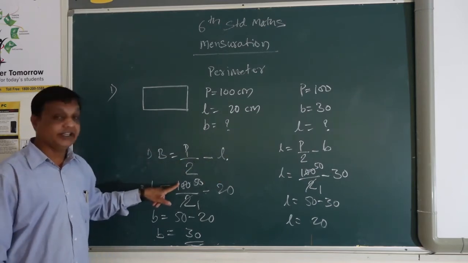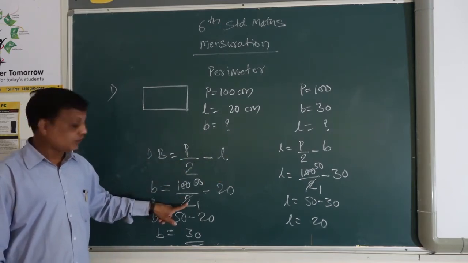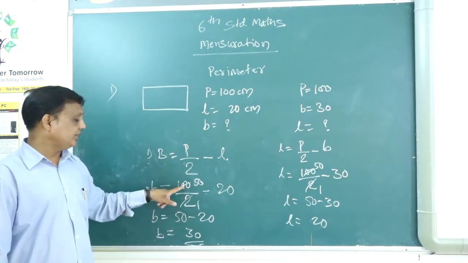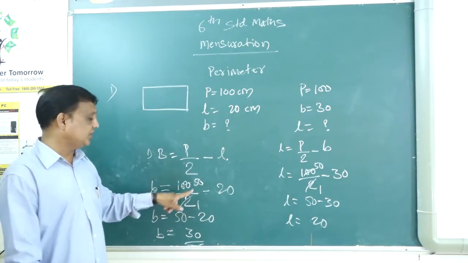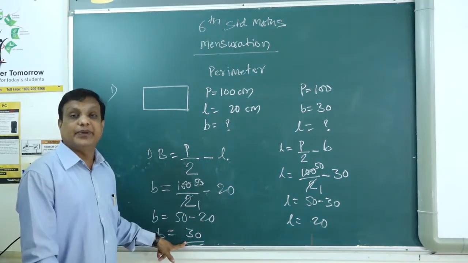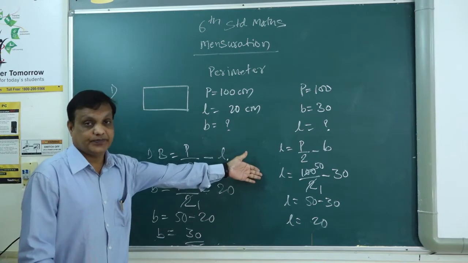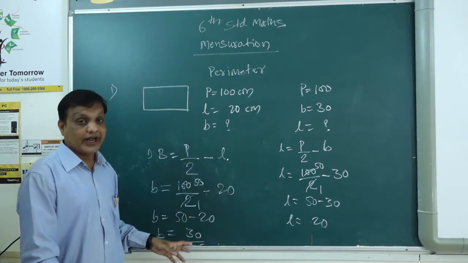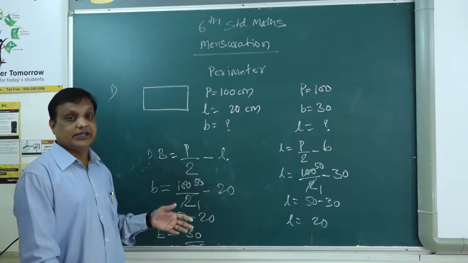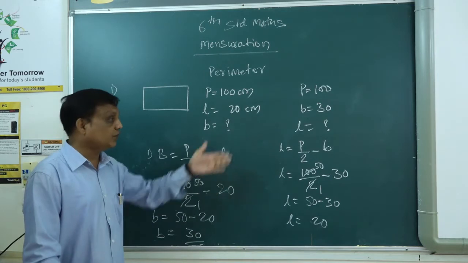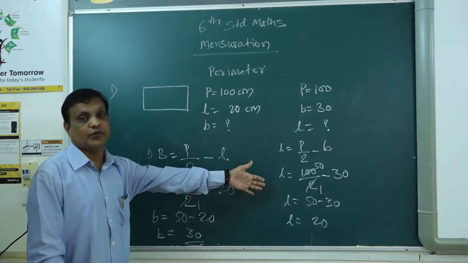The perimeter, write it here, and breadth equal to 100 divided by 2, minus 20. Divide 100 by 2, that is equal to 50. 50 minus 20, so 30. We got the breadth. Here length is given. Understand? Got the idea? How to find the breadth or length when it is not given and perimeter is given.